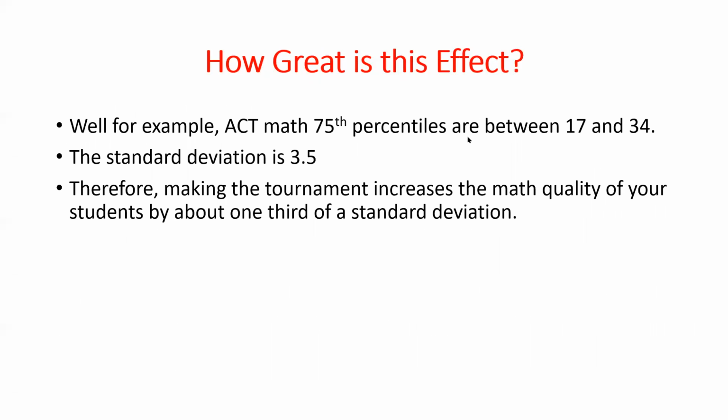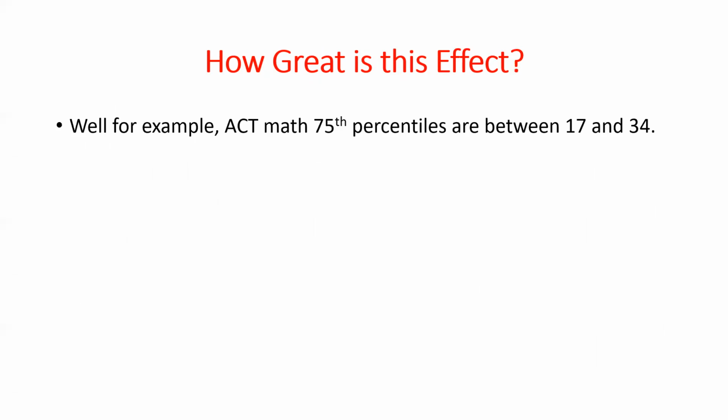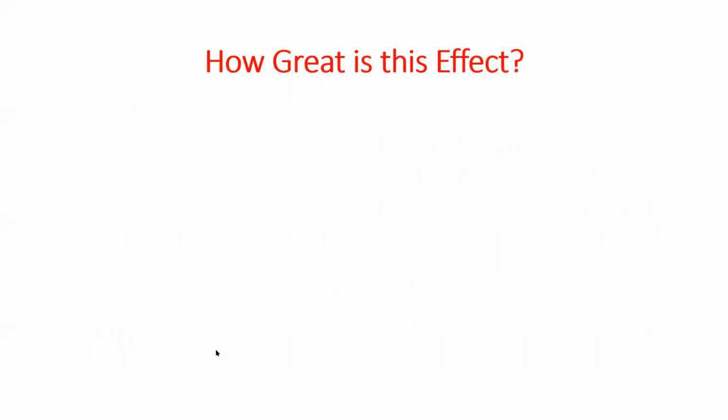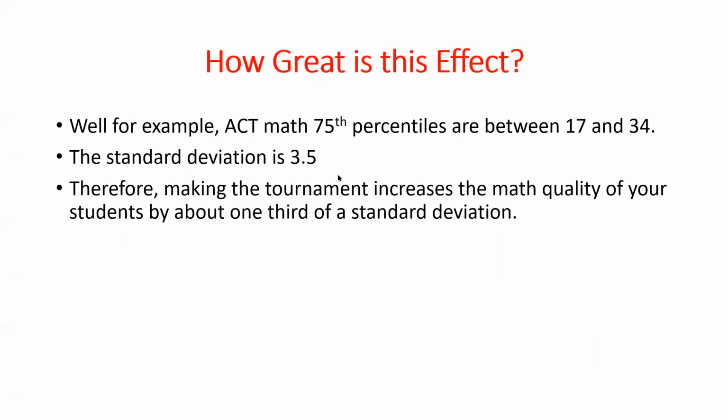With these 1.8 and 1.7 effects, the standard deviation is 3.5. A lot of times we think about the magnitude of these effects. If the standard deviation is 3.5, then 1.5 or 1.8 is a little bit less than or right around half a standard deviation, which is a decent move.